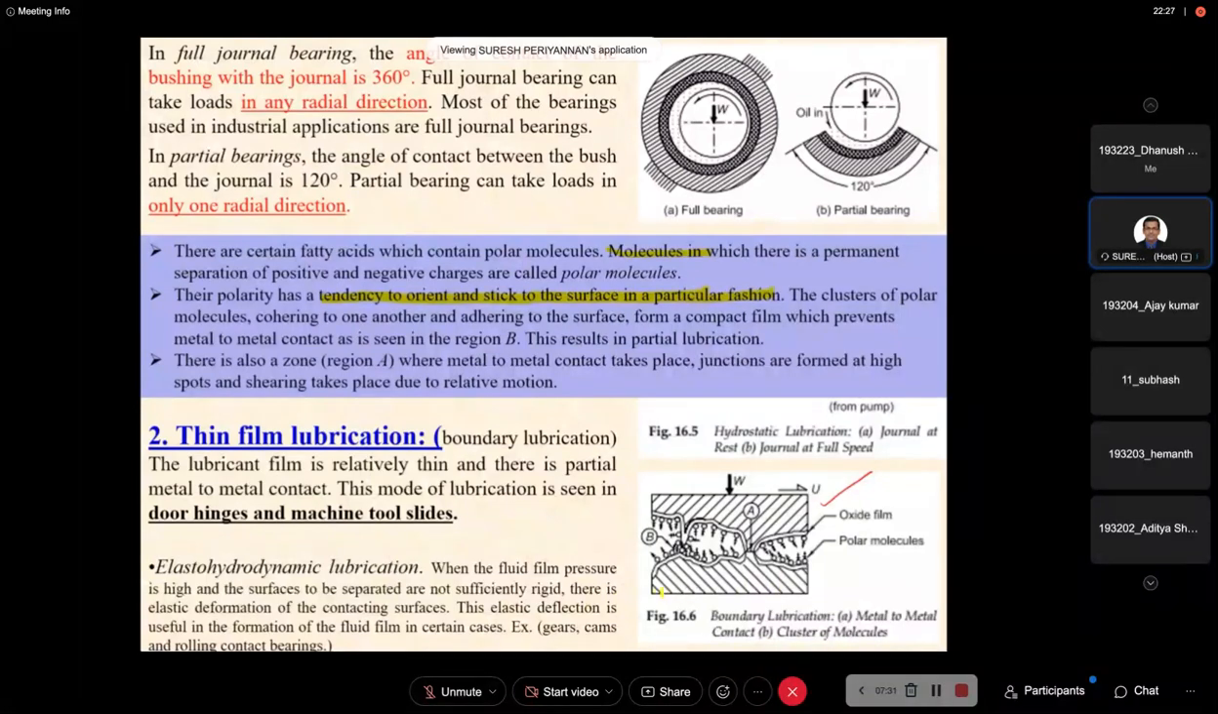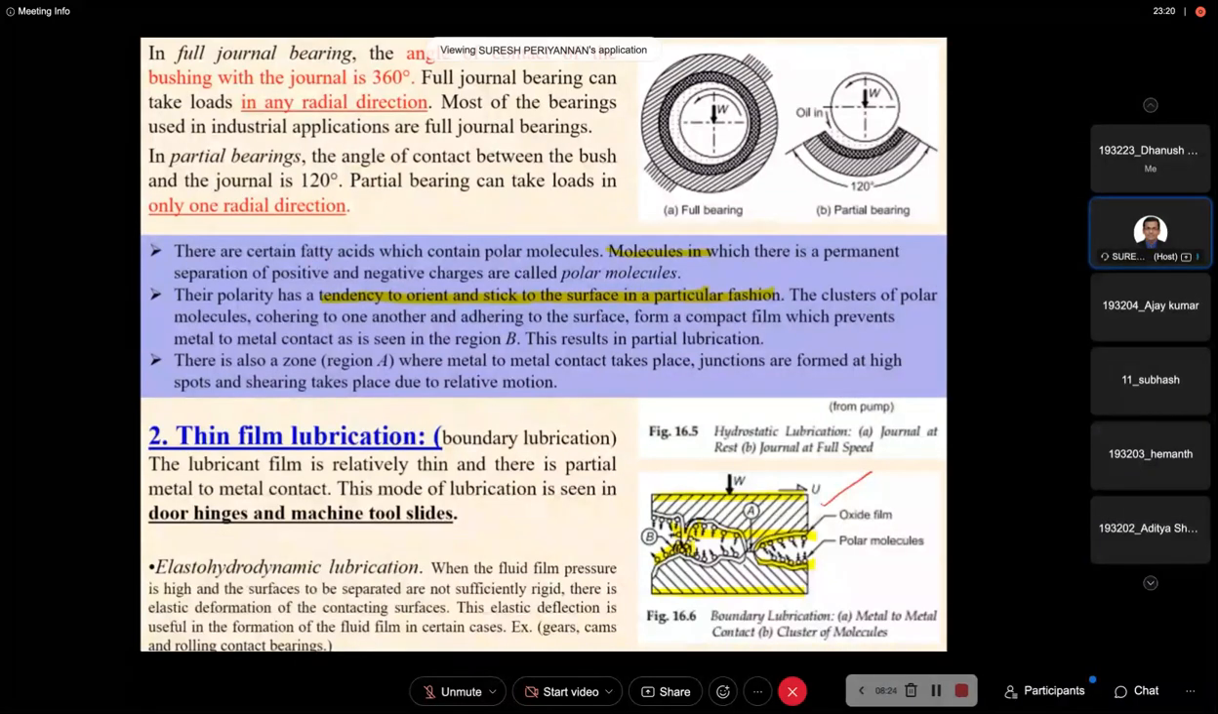The lower part is the stationary part, the upper part is the moving part, and the load is acting here. These polar molecules orient and stick on the surface, on the surface of the moving part and on the surface of the lower, fixed part. Due to the polar molecule properties, the cluster of molecules cohere to one another and adhere to the top surface of the moving part and the bottom surface of the fixed part.